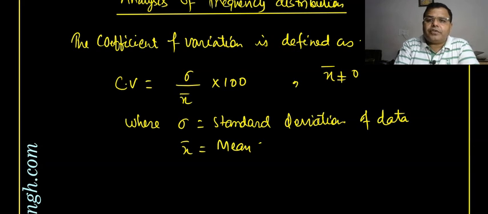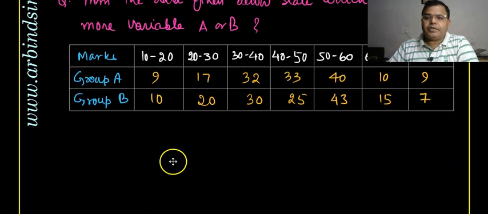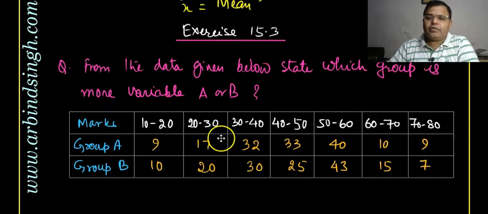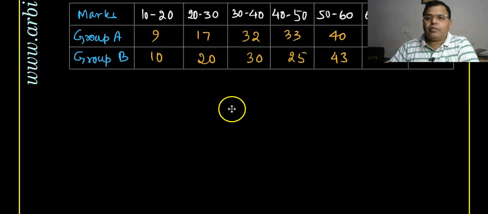Let us discuss one question through which we will decide which one is more or less variable. It is given that from the data given below, state which group is more variable, A or B. Marks are given for group A and group B. We have to find the coefficient of variation for A and for B. Then only we will be able to say which of these two is more variable.